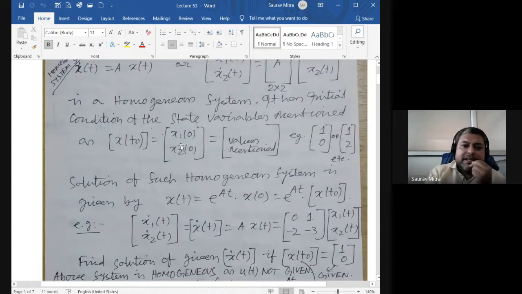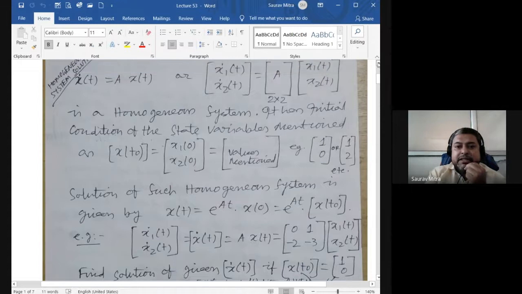In this case, x1(0), the first state variable, has initial condition 1, and the second state variable has initial condition 0. That means maybe iL(0) is 1 ampere and vC(0) is 0 volt. Or maybe iL(0) is 1 ampere and vC(0) may be 2 volt. This condition should be given to you generally while finding the homogeneous system solution. So what is given is x dot(t) = Ax(t).